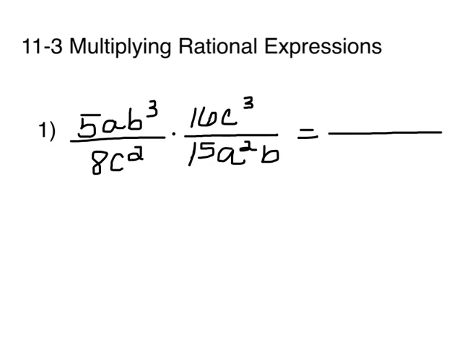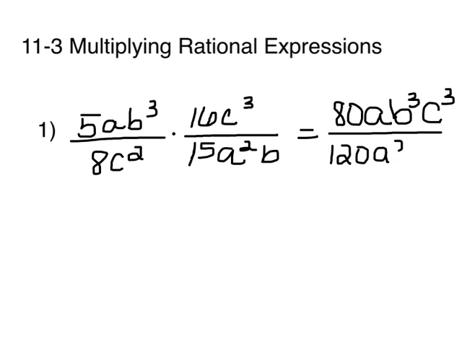So, when multiplying our two numerators, we have 5ab to the third times 16c to the third, which will give us 80ab to the third, c to the third. In the denominator, we have 8c squared times 15a squared b. 8 times 15 is 120, and we have an a squared, we have a b, and we have a c to the second power. Now we can reduce.